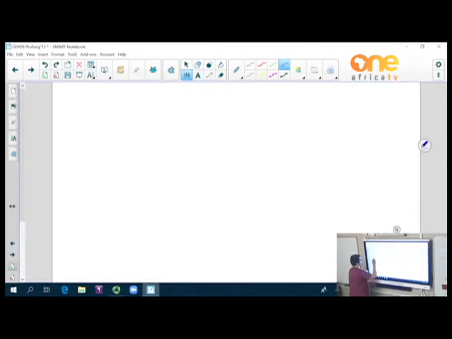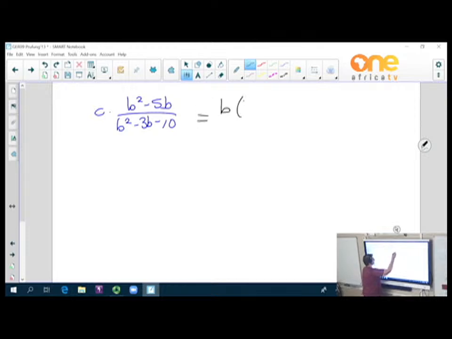Question C. B squared minus 5b over b squared minus 3b minus 10. I need to factorize. What is it? The top one is highest common factor. Remember, we always look for that. So it is then b minus 5.